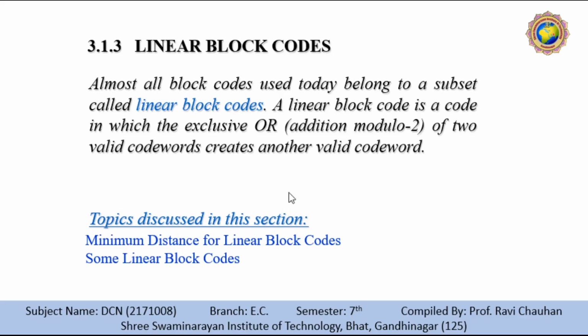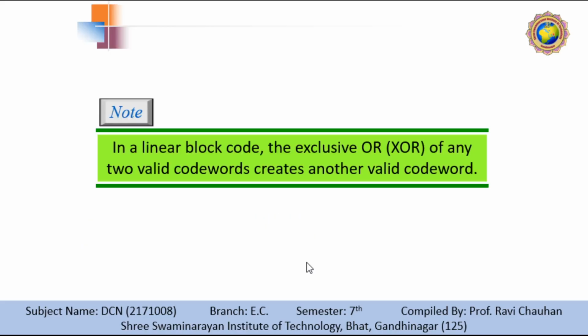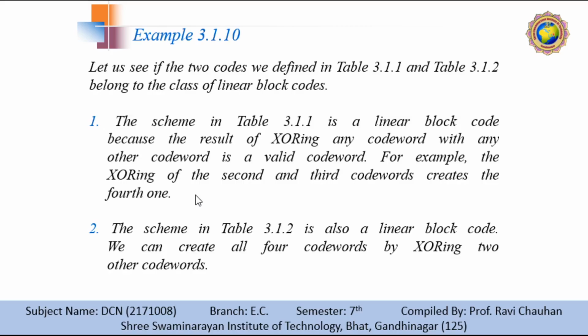In this section, we are going to see the minimum distance of linear block codes and some linear block codes. So we can say that in a linear block code, the exclusive OR, XOR, of any two valid code words creates another valid code word. Let's have an example. Let us see if the two code schemes defined in tables 1 and 2 belong to the class of linear block codes.